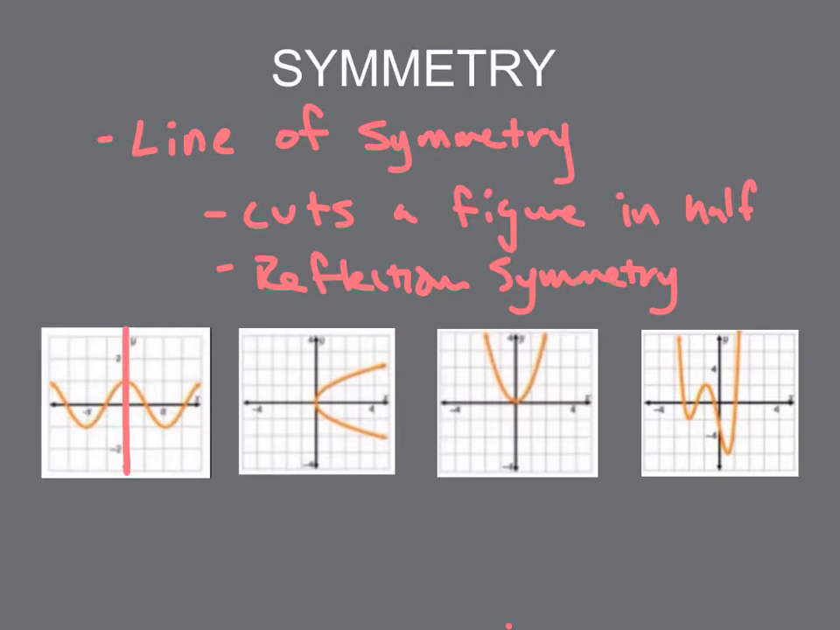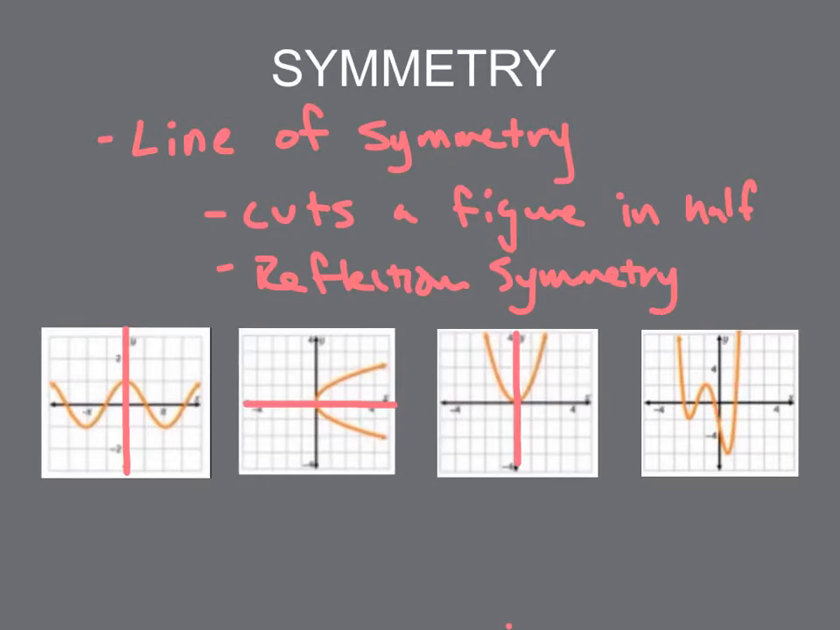Same thing with our second one. Now this one is reflected across the x-axis, and so it's mirrored. This part of it is cut in half and mirrored across the x-axis. Now this is another one where we're reflected across the y-axis, so our line of symmetry goes across our y-axis. And then over here, there is no line of symmetry. There's nothing in here that I could cut in half.